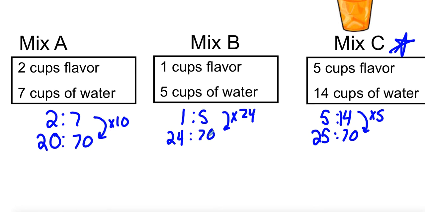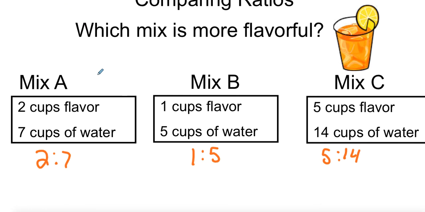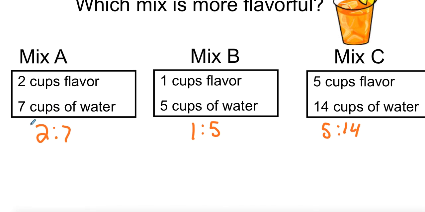While I already had this work completed before I started this video, some ratios are a little bit easier to find common multiples for. For example, if we look at the cups of flavor, we have values of 2, 1, and 5. You should be able to see that a common multiple between 2 and 1 is 2, and a common multiple between 2 and 5 is 10, which is a lot easier to work with. So we're going to make sure that each one of these recipes includes 10 cups of flavor.